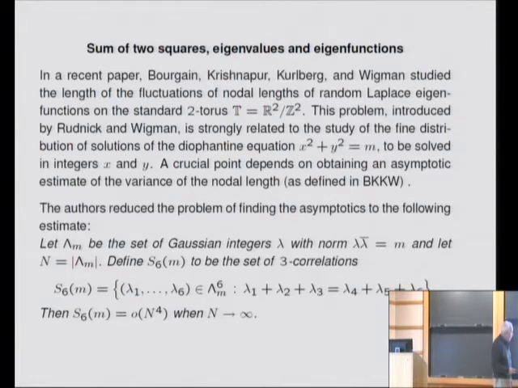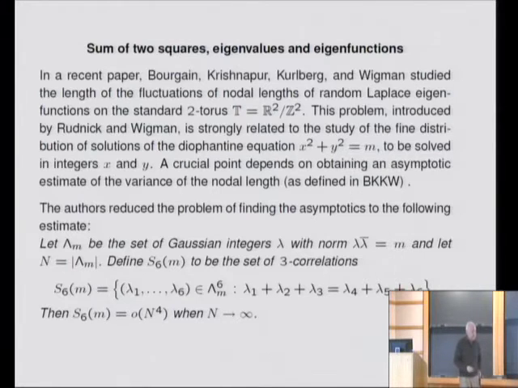So the three correlations, you have to find the triples equal to another triple. Lambda 1 plus lambda 2 plus lambda 3 is lambda 4 plus lambda 5 plus lambda 6. And to find the asymptotics for the length distribution of random lengths, you need to show that this number is little o of N to the fourth. Now, the bound big O of N to the fourth is trivial.